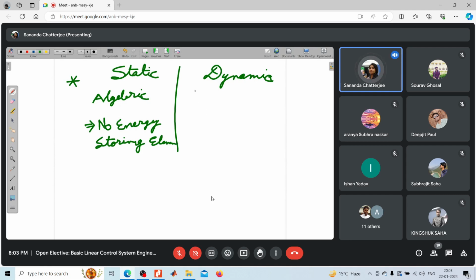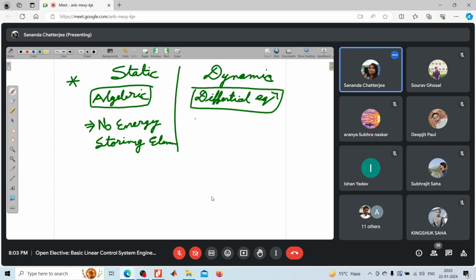Okay, if the mathematical description of the system is with a differential equation, we call it dynamic, and it implies that there are energy storing elements present in the system.